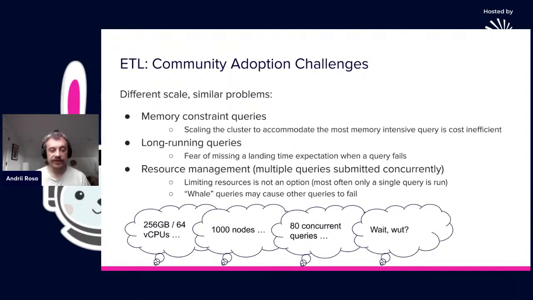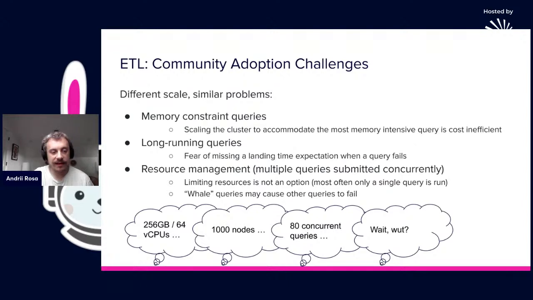People were concerned about memory constrained queries, long running queries, and resource management. For memory constrained queries, it was often mentioned that somebody runs a 10 node cluster, but then there is a single query that requires a lot of memory, and they need to upscale their cluster from 10 nodes to 100 nodes just for this single query. Of course, that is not cost efficient. Another one was long running queries. If anything fails, they had to restart their long running queries from scratch, and it was messing with their landing time expectations.